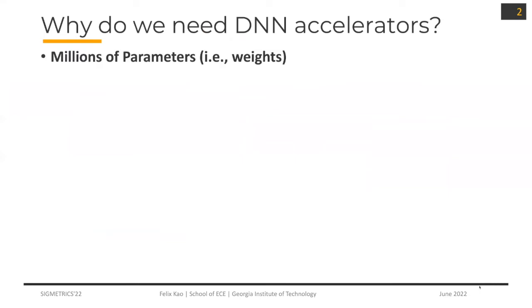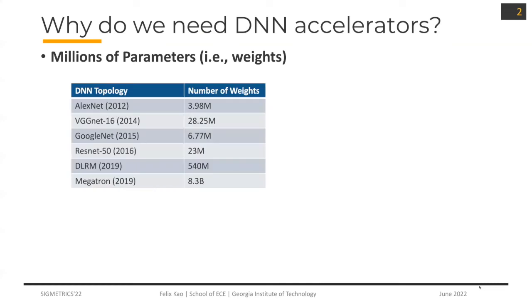So why do we need a specialized DNN accelerator? Because DNN models are usually large, often requiring millions of parameters, and the size actually grows with time. For example, the number of weights in AlexNet in 2012 is about 4 million. However, in 2019, Megatron has over 8 billion parameters. It also incurs billions of computations, and we need lots of parallel compute.